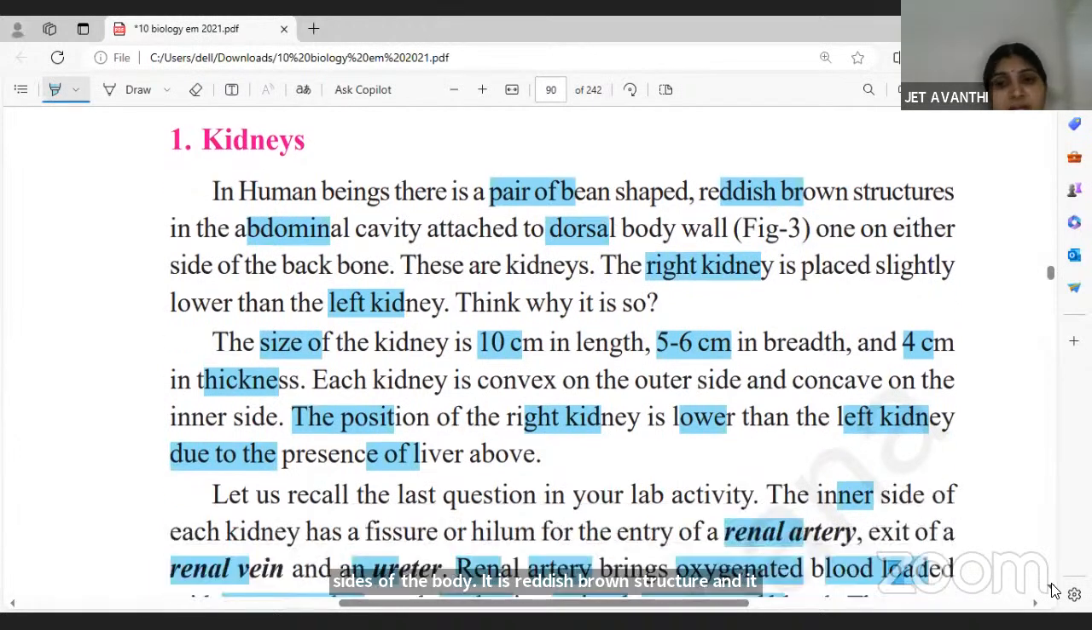And here, if you take, the right kidney is placed slightly lower than the left kidney, because on the right side of the human body we have the liver. Because of that liver accommodation, we can see the right kidney slightly tilted. The right and left kidney are not placed equal in the human body, because on the right part we have the liver. It is a very important question also.